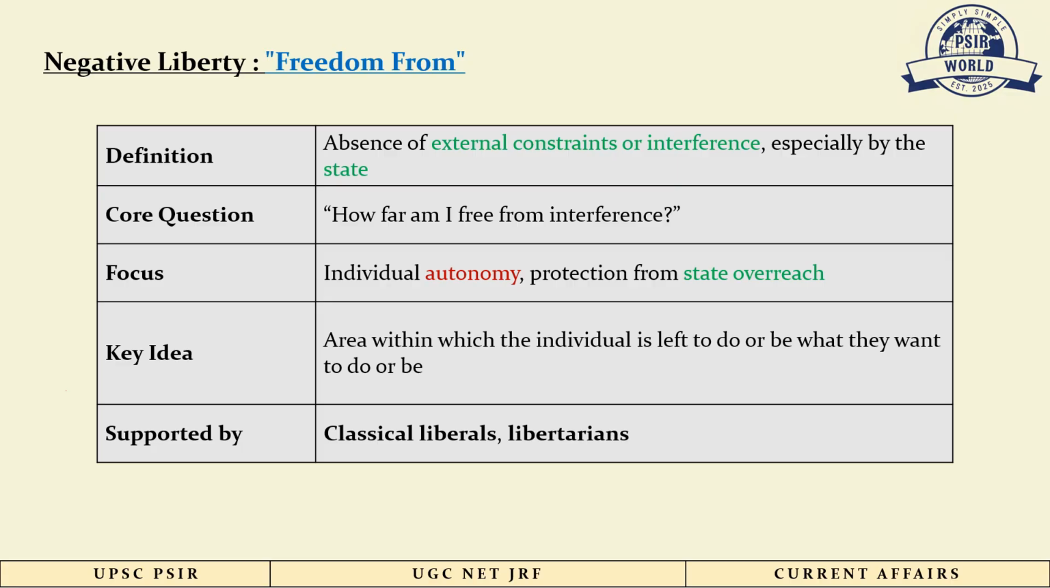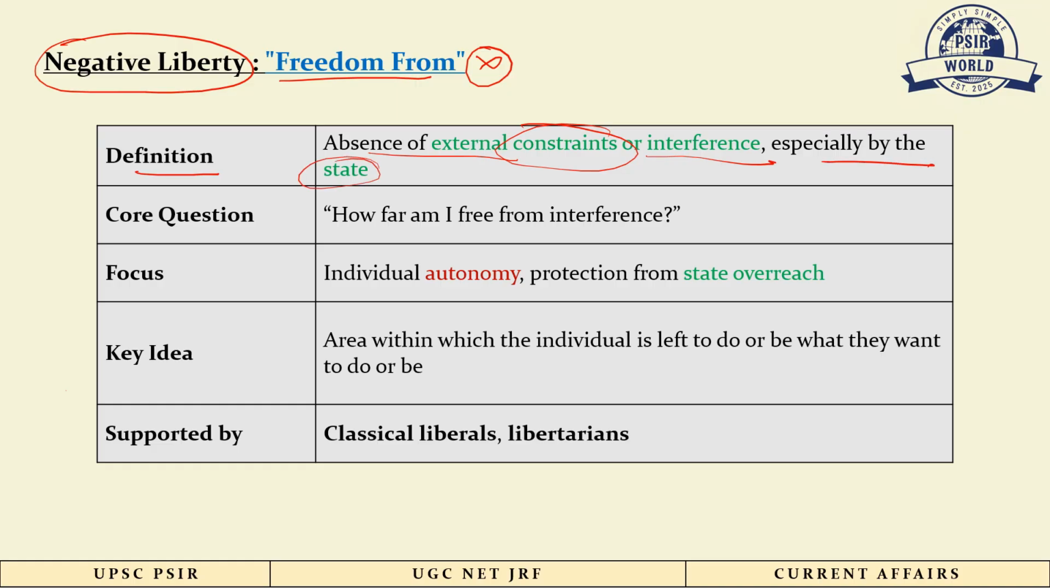So let us understand negative liberty first. It is freedom from something, which can be anything. So the definition of negative liberty is the absence of external constraints or interference, especially by the state. It applies to other individuals also, but it is more focused on the state. The core question of negative liberty is how far I am free from interference. It means how long I am free to do anything without any interference.